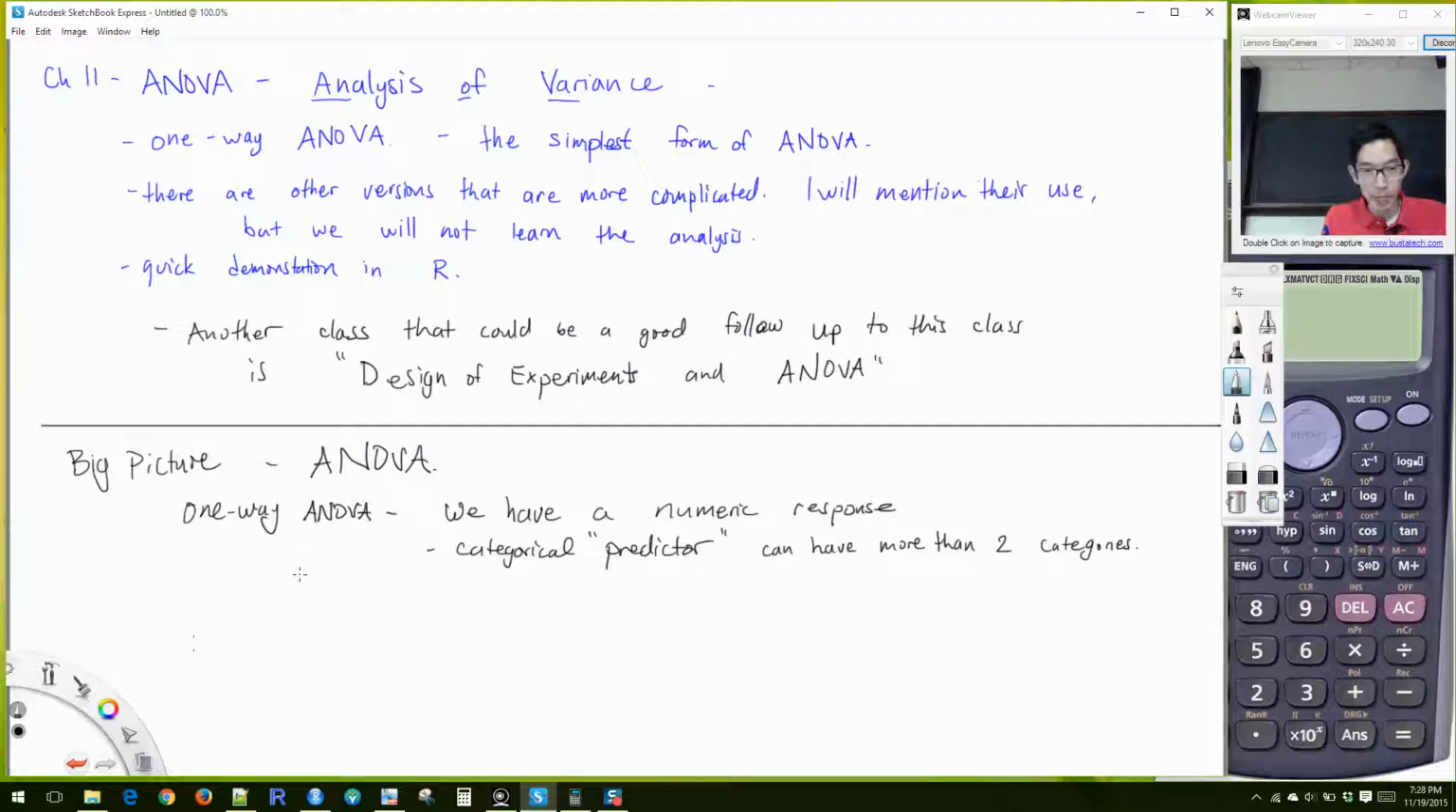The big picture behind ANOVA is that there's variance in our response. We have a numeric response variable, right? So there is variance in our response.